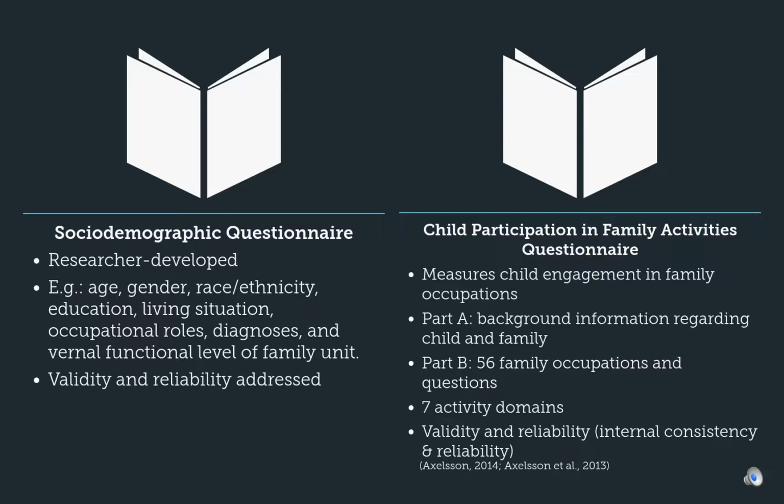The Child PFA has reported good internal consistency and reliability of the engagement questions for families with a child with profound intellectual or multiple disabilities and for families with children who are typically developing. Axelson and colleagues also reported good internal consistency of questions related to frequency of occurrence of those occupations in the Child PFA. Overall, given the paucity of available instruments, the Child PFA is deemed a reliable and acceptable tool for measuring child engagement in family activities regardless of a child's diagnosis. But as with many other instrument tools, administrators are recommended to utilize sensitivity in the administration and interpretation of the Child PFA.